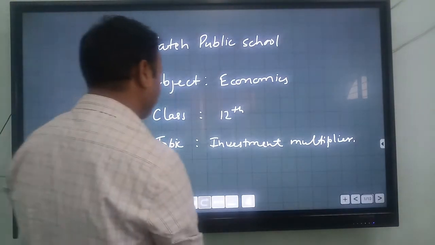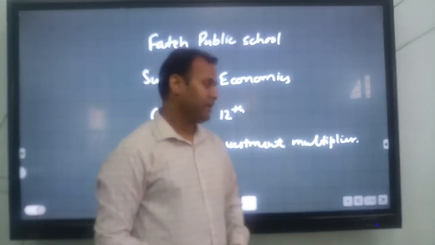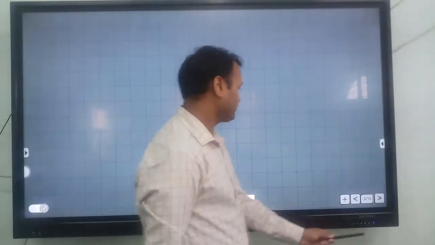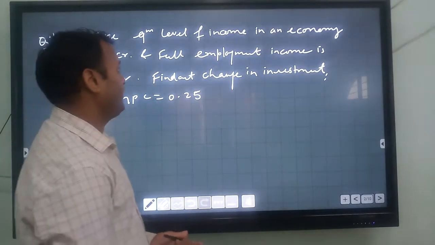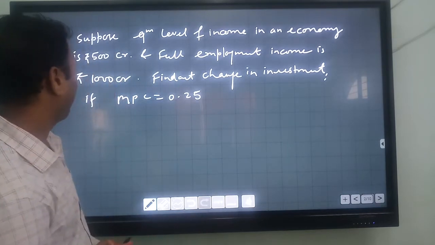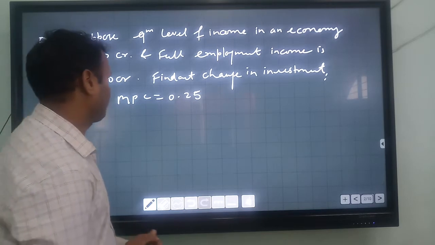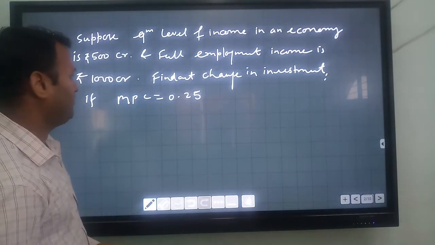Good morning, students. Now we will discuss more numerical problems which are based on the multiplier, the investment multiplier. Here are the questions. Suppose the equilibrium level of income in an economy is 500 crore and full employment income is 1000 crore. Find out the change in investment if MPC is 0.75.